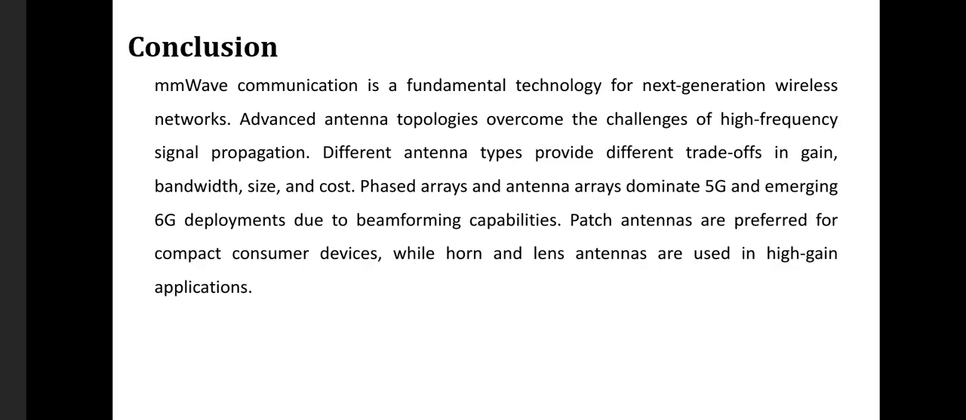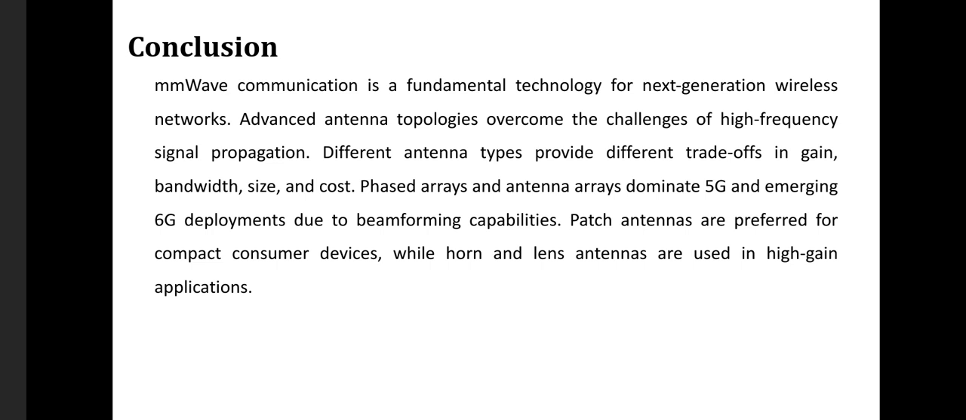And finally, we are concluding that millimeter wave communication is fundamental for next generation wireless networks. We can go for terahertz, which is also an emerging technique. If 5G is fully occupied by the users, eventually we have to go into terahertz communication. Different antenna types provide different trade-offs. For example, microstrip patch antennas are of very small weight and very small space occupancy, but the applications are very limited.